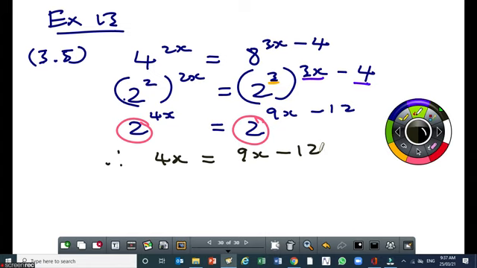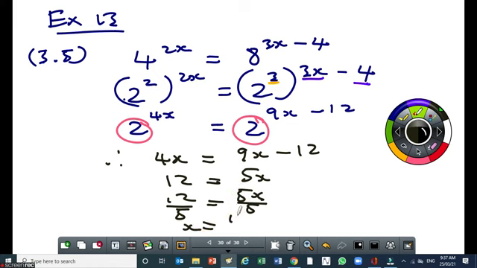So if I take the minus 12, I'll get positive 12. Take the 4x to the right, I'll get 5x, because 9x minus 4x gives me a 5x. Then divide both sides by 5, which means my x will be equal to 12 over 5.